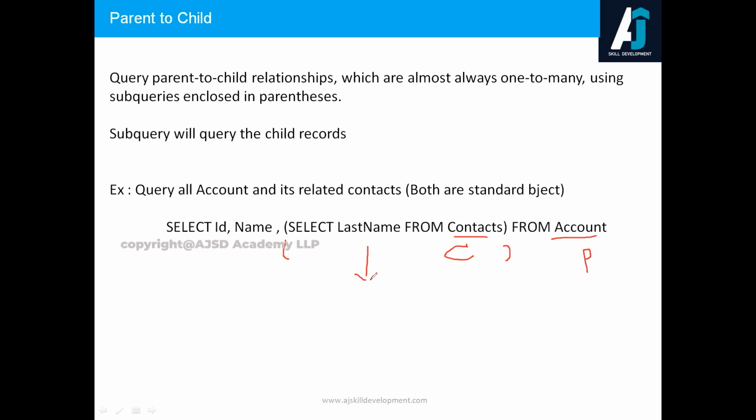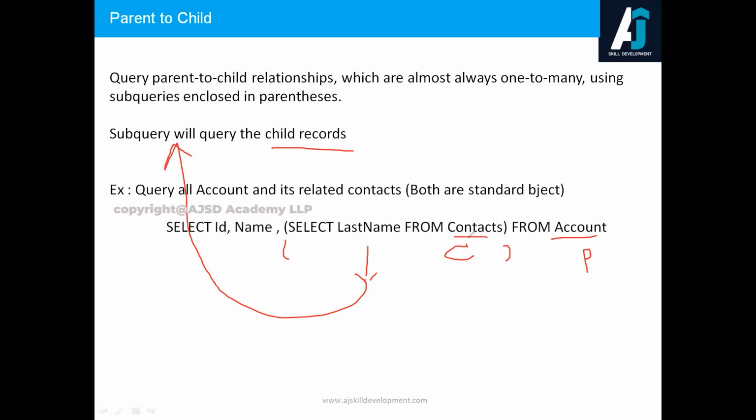This is generally called a subquery. So subquery will help us to fetch information from child objects. For example, here it is contact. So the subquery will help us to fetch information from the contact records. So in a single list, we will have the output of contact as well as the account also.